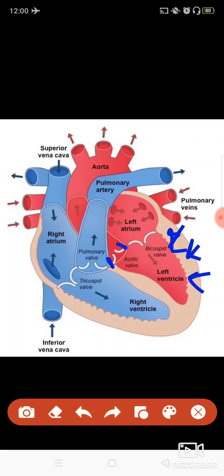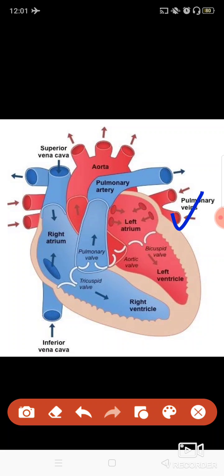So if we summarize the structure, the heart has four chambers: right atrium, left atrium, right ventricle, left ventricle. The vena cava carries the impure or deoxygenated blood from body parts to the right atrium, then it goes to the right ventricle, and then into the pulmonary artery. From the pulmonary artery it goes to the lungs for purification. Once the blood is purified, it is oxygenated. The oxygenated blood is brought into the heart by the pulmonary veins.